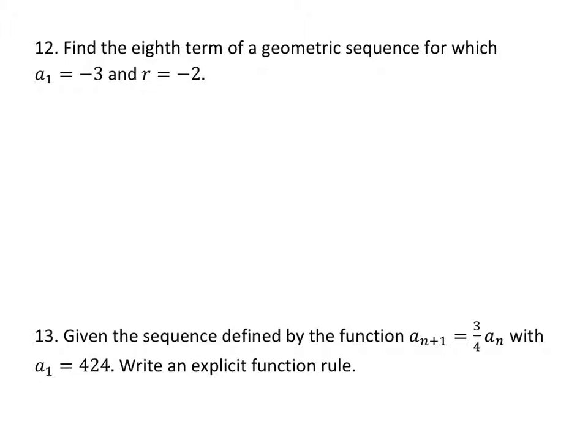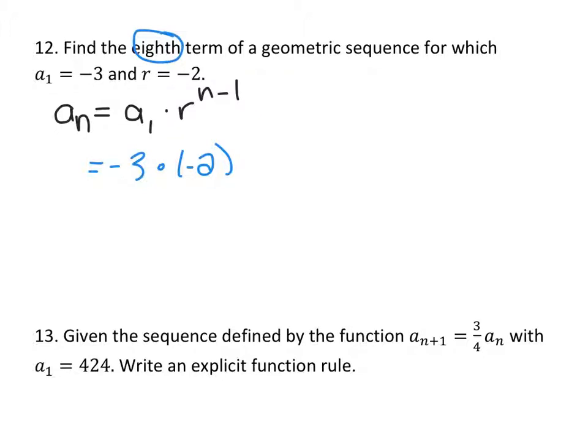Alright, find the 8th term of the geometric sequence for which the first term is -3, the common ratio is -2. So we're looking for a specific term this time. So let's first write our explicit formula. So we know our a1 is what? They tell us a1 is -3. What's our ratio? -2. And we are looking for the 8th term. So this time, instead of leaving it in terms of n, we're going to plug in 8 for n.